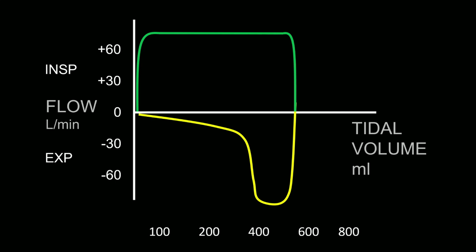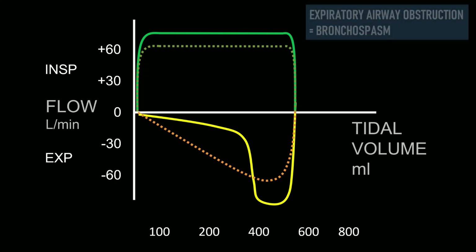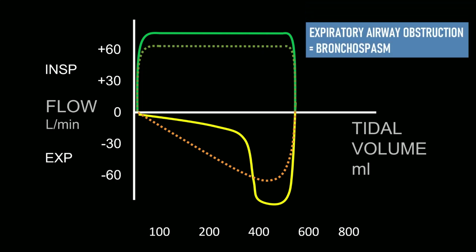And if you see this pattern, this scooped out pattern in expiration, you know that this patient has airflow resistance. So this is the picture that you're looking for with someone, for example, who has bronchospasm.